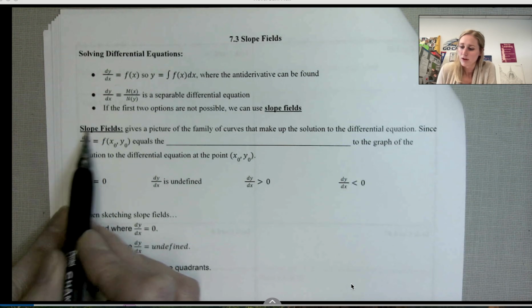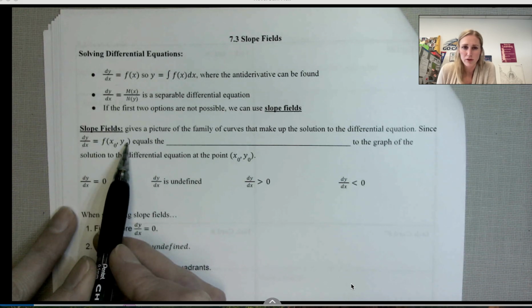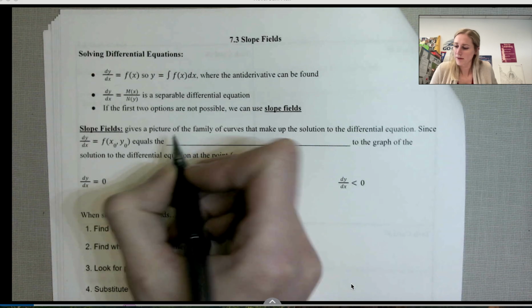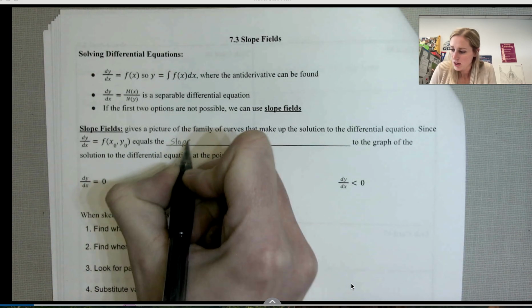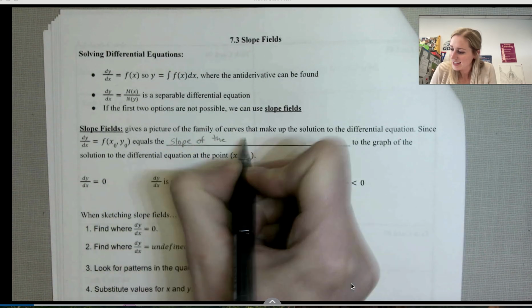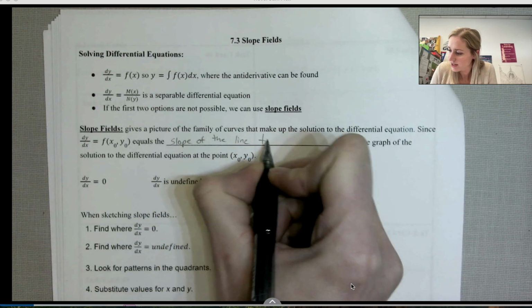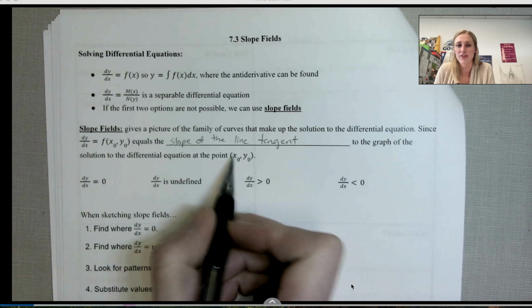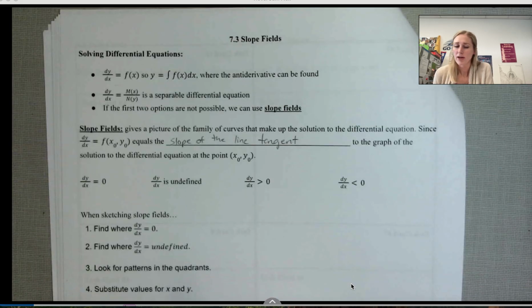So if we have dy dx equal to something in terms of x and y, remember dy dx is the slope. So we have the slope of the line that's tangent to the graph of the solution at that point, x and y. Okay, so a couple reminders, just graphically what to remember.